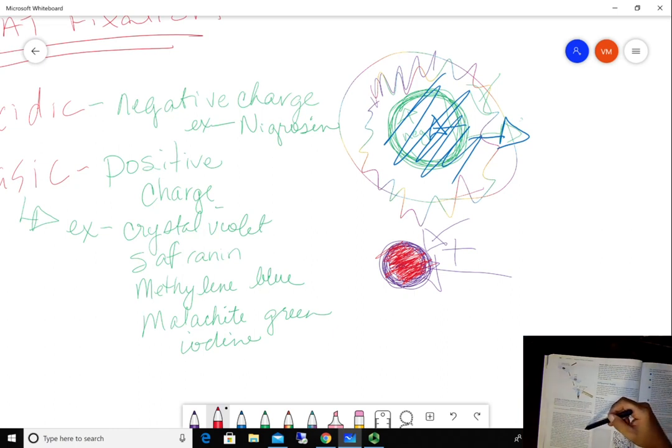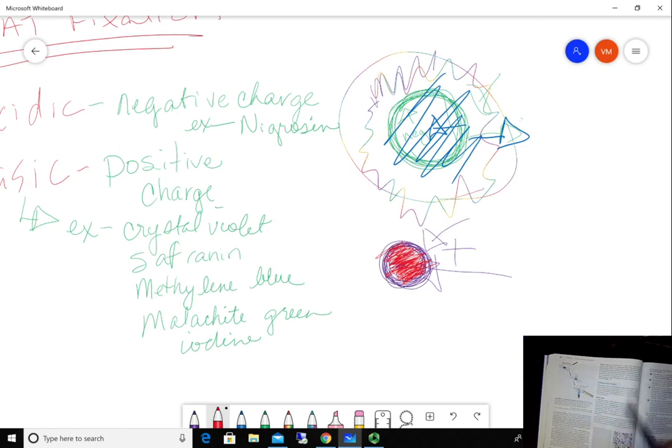So we have two different types of dyes, acidic and basic. Remember the difference: one is positive, one is negative. Why do we want to look at the negative versus the positive? Why is that important? Well, the negative ones are going to stain differently than the positive. Let's make sure we understand that and have a good firm grip on that.